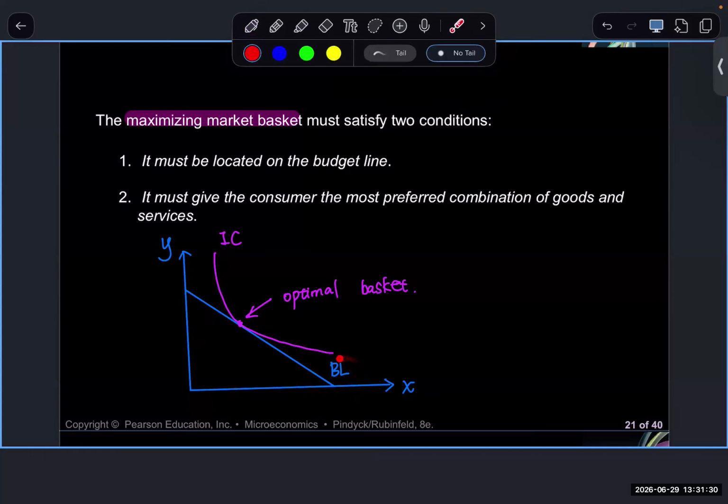On the budget line means you spend all your income, right? You don't waste money. On the highest possible IC means you maximize your satisfaction, you maximize your happiness, okay? This is the highest level that you can reach.